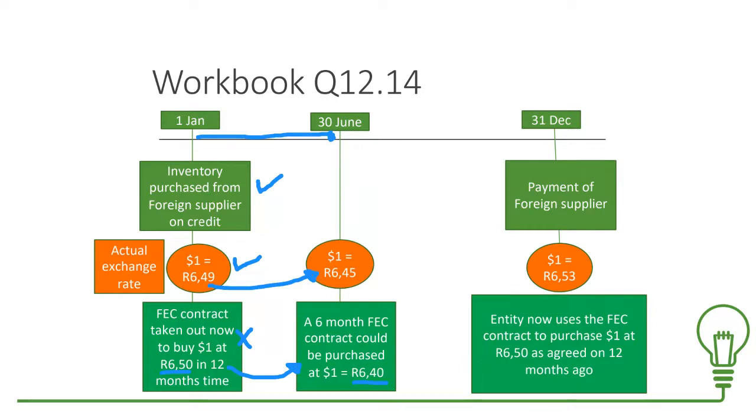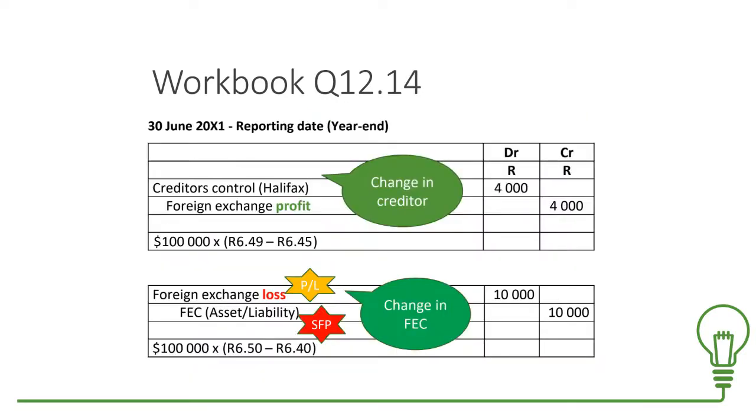Okay. Let's have a look at our journal entries. So on 30th June, we pass a journal entry to record the gain or profit on the creditor. So we decrease the creditor by debiting the creditor. We increase the amount of income by crediting the foreign exchange gain or foreign exchange profit. Remember, those words are interchangeable and you'll get marks for both of them. And the amounts that we use are both the spot rates. So we go from one spot rate, this being the older one, 6 Rand 49, to the new spot rate.